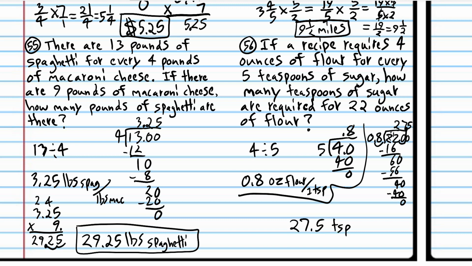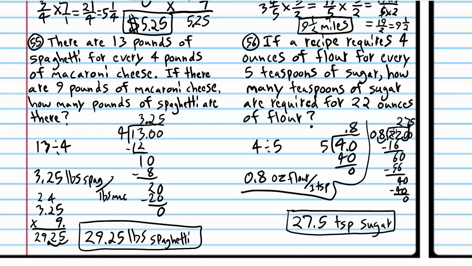teaspoons of sugar. And I'm pretty sure that TSP is the abbreviation for teaspoon. If I'm not, who cares? All right, 27.5 teaspoons of sugar. The only people that would care about that is people that cook. I don't cook, so I don't care about what the abbreviation is. It's not that important.